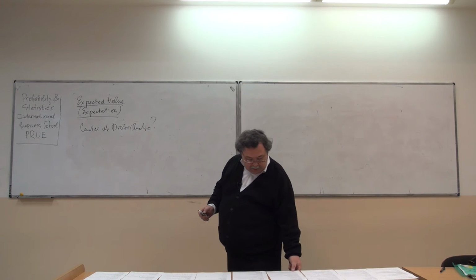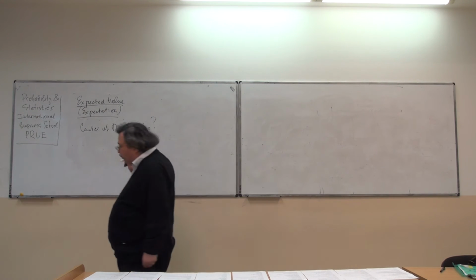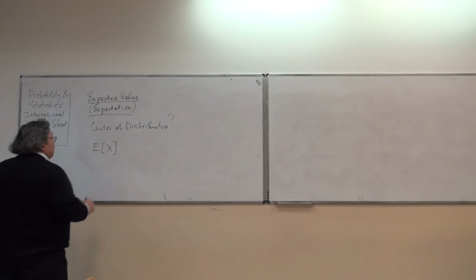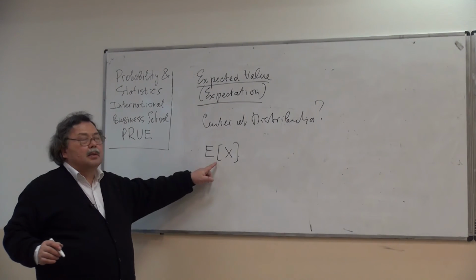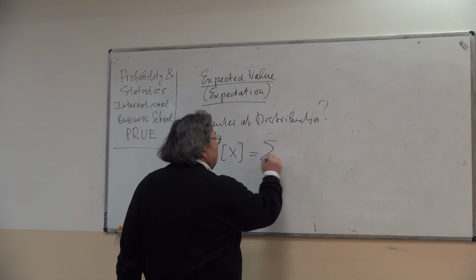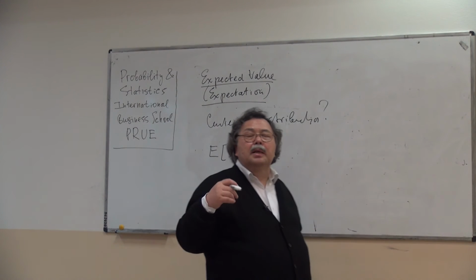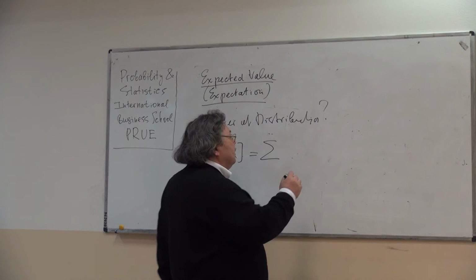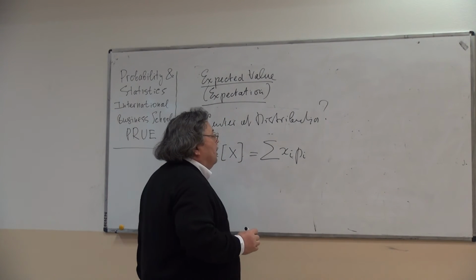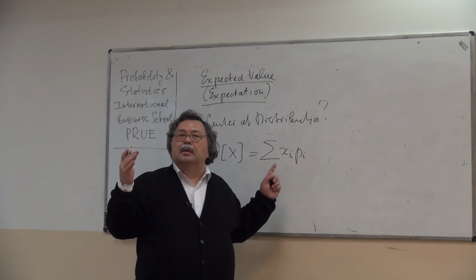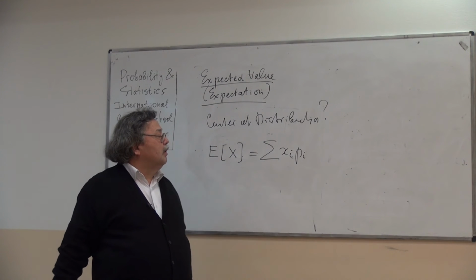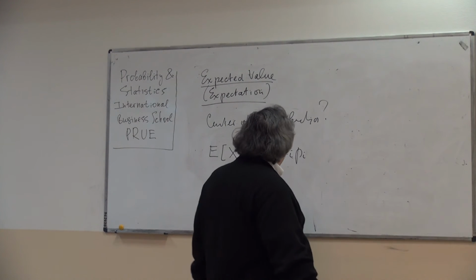Now, what's the definition? First, this is the notation, capital E, then square brackets, and the name of the random variable. And it's the sum that is taken over all the possible values that can be taken by the random variable. Each time we multiply the value by the corresponding probability, and then we sum up all such products over all the possible values.